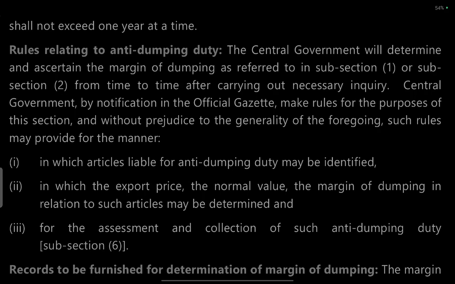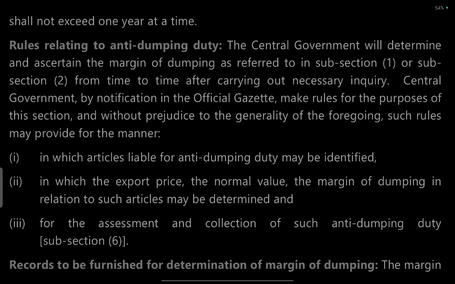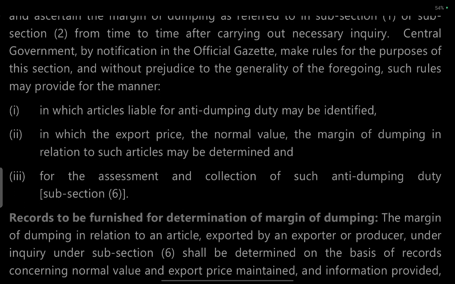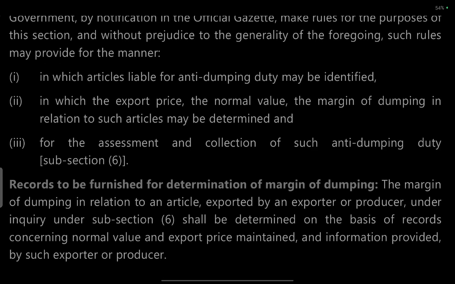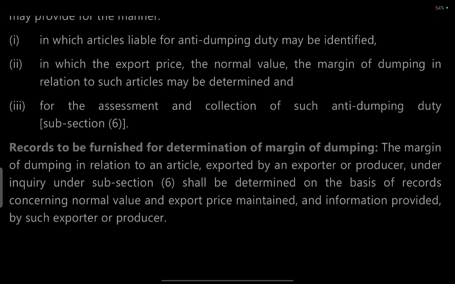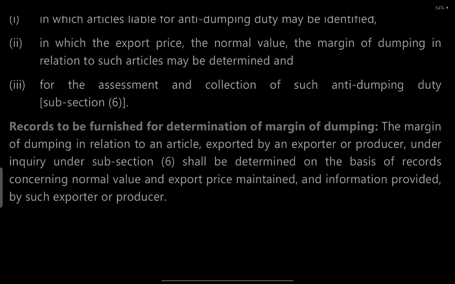The central government will ascertain the margin of dumping referred to in subsection 1 or subsection 2 at the time of carrying out the necessary inquiry. The central government, by notification in the official gazette, may make rules for the purpose of this section. Without prejudice to the generality of the foregoing, such rules may provide for the manner in which an article liable for anti-dumping duty may be identified, and in which the export price, the normal value, and the margin of dumping in relation to such article may be determined.